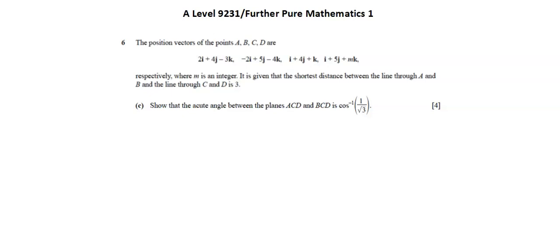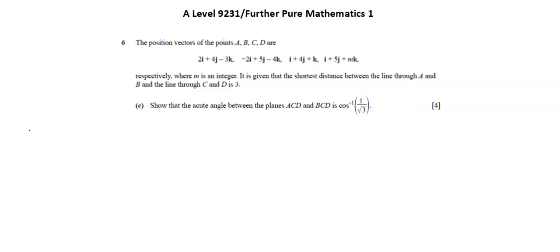This is the specimen paper for 9231 Further Pure Mathematics 1 for the 2020 exam series, question 6, requirement C. Show that the acute angle between the planes ACD and BCD is inverse cosine 1 over root 3.